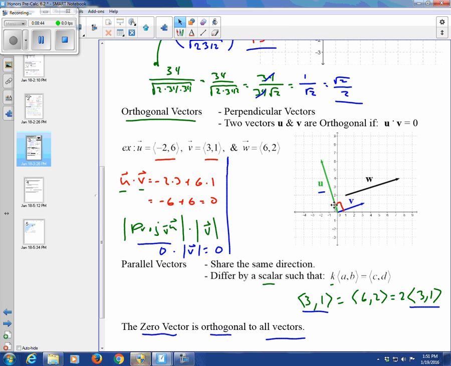Okay, so that's this video. We've got one more video to look at where we're going to start taking a look at vectors in the real world. So stay tuned for that. One more video.